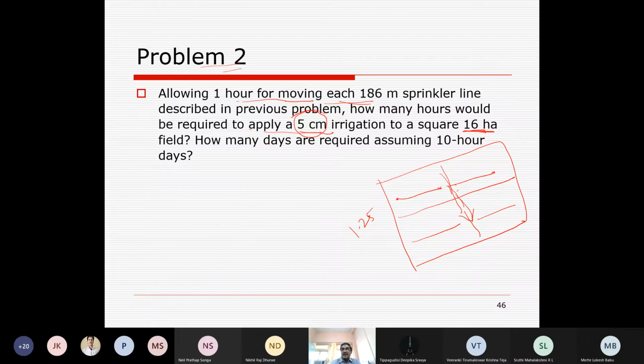The total area is square in shape, 16 hectare, which means 400 meter by 400 meter. How many days are required, assuming 10-hour days, meaning the system is operated 10 hours every day? How many days will it require to cover this 16 hectare area?